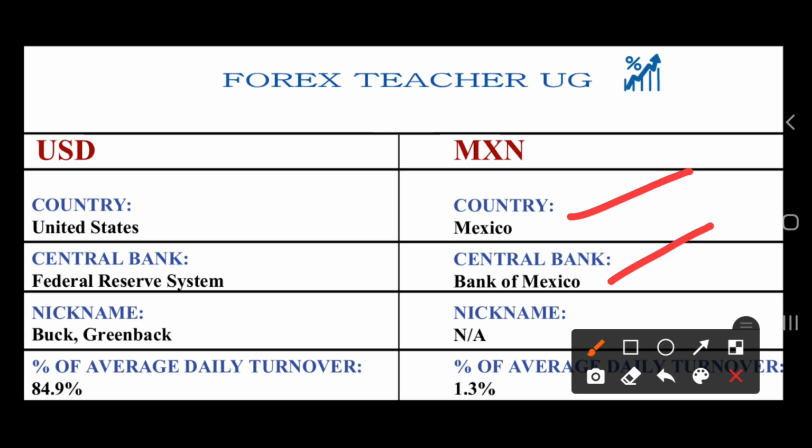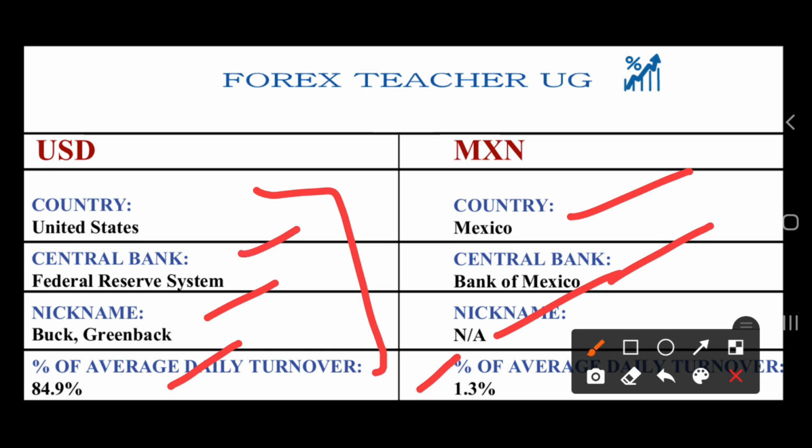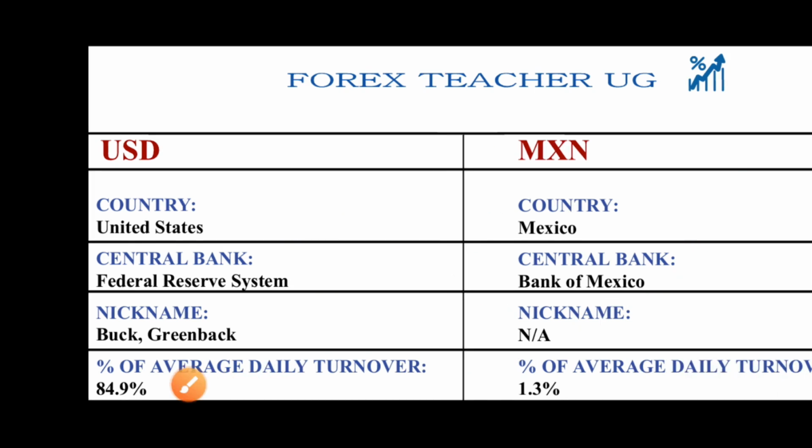Mexico, the bank is Bank of Mexico. Nickname is not accurate, and average daily turnover is 1.3. Of course, for the dollar, we have been looking at it. It keeps the same 84.9 average daily turnover. The nickname is Greenback. Then the bank is the Federal Reserve System. Then the country is United States, of course.